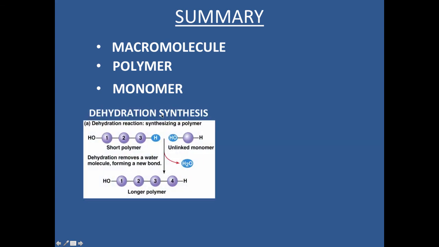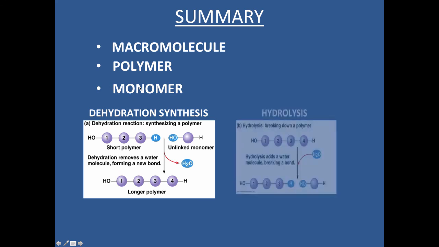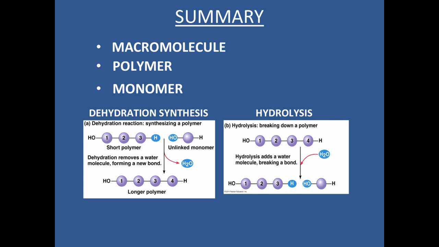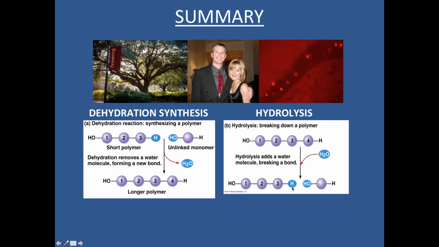Dehydration synthesis, which is how we build macromolecules, also known as polymers. It's the way by which we combine monomers together to make really big molecules. Hydrolysis is the way by which we break them down. So we go from big chains to shorter chains. And thanks to this biochemistry, we have beautiful things like live oaks, wives, and brains.